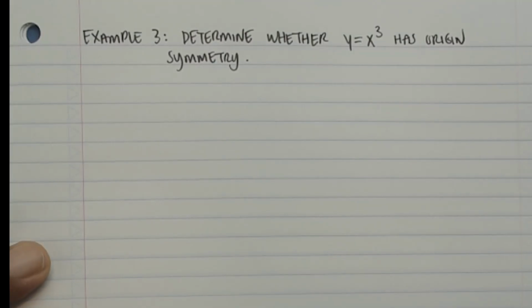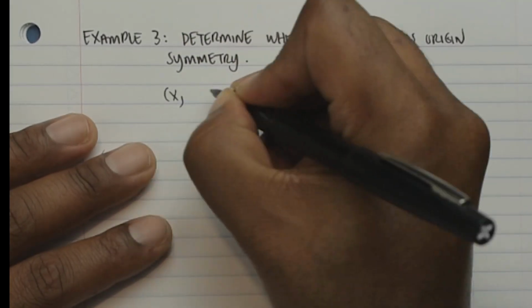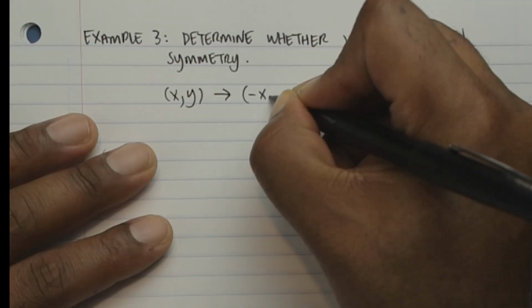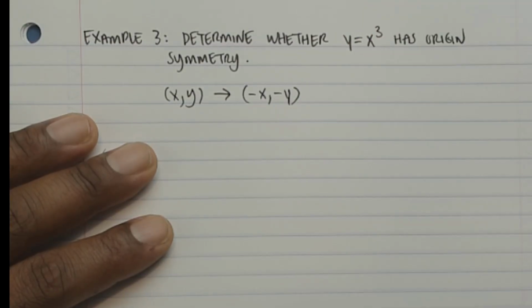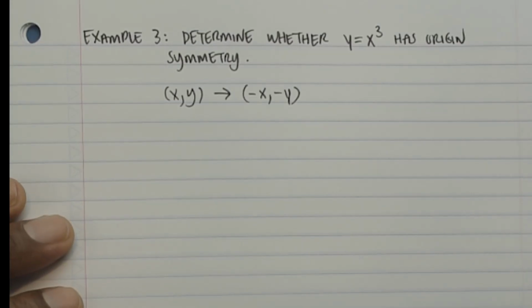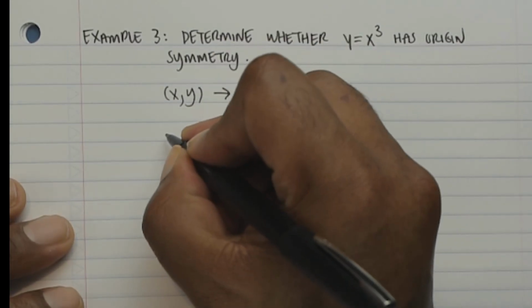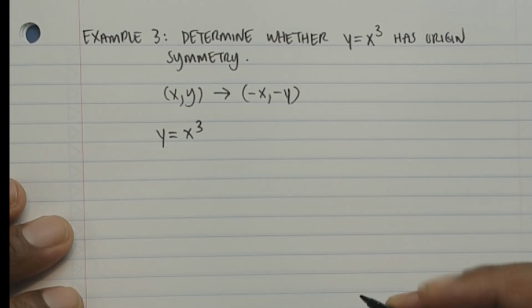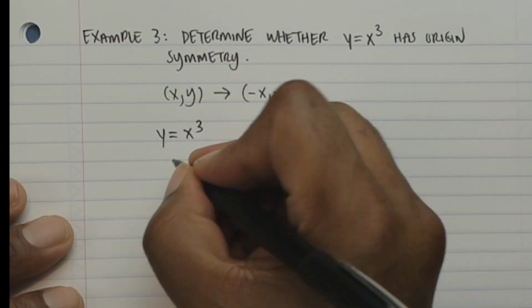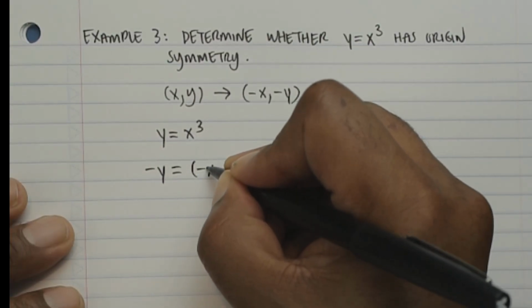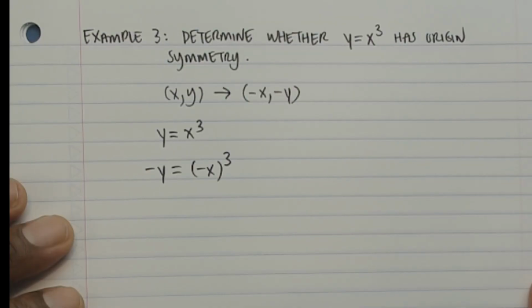For origin symmetry, remember we take our ordered pair. That ordered pair turns into negative x, negative y. So for the origin symmetry, we replace x and y with their opposites. Now we're going to write our equation, y equals x cubed. Substituting these values, we have negative y equals negative x cubed.